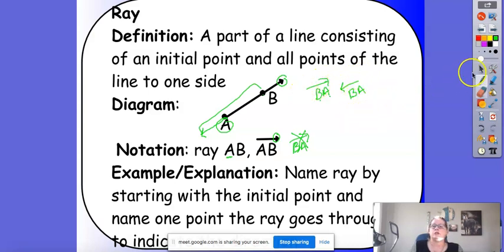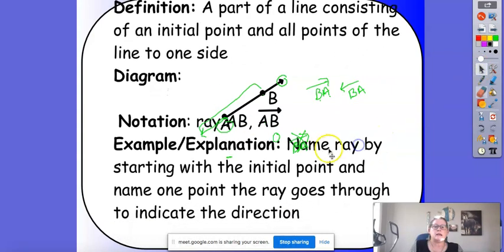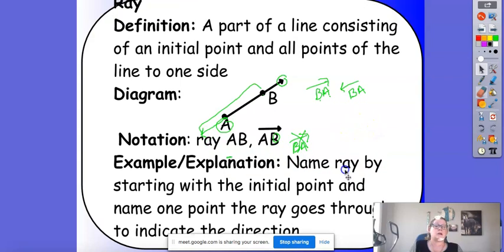Okay, now I'm going to scoot this up in case you can't see it. Name the ray by starting with the initial point and name one point the ray goes through to indicate the direction. Okay, so that's how we're going to notate that. I'm talking about a ray. I'm not talking about the line segment AB. I'm not talking about the whole line AB. I'm talking about just the ray. So you can see where notation is kind of important in geometry. It's going to make a big difference so that we're all talking about the same thing.